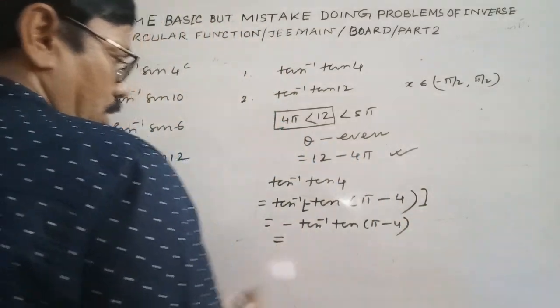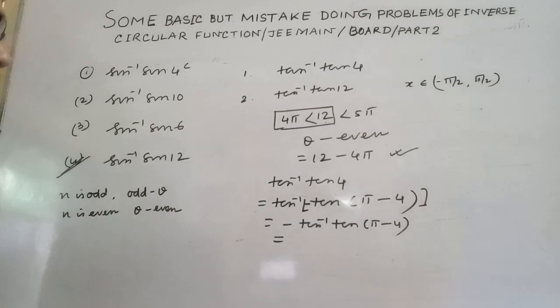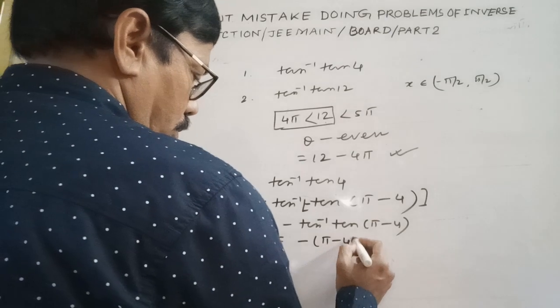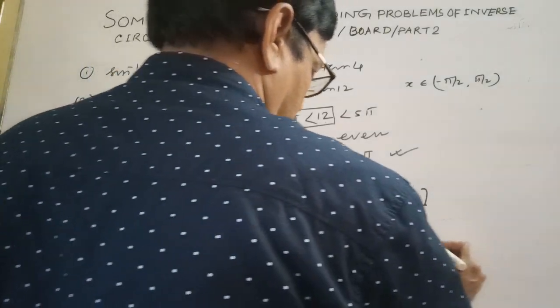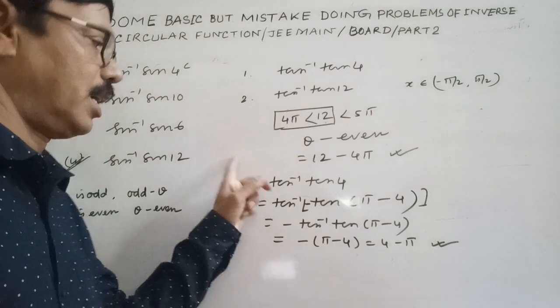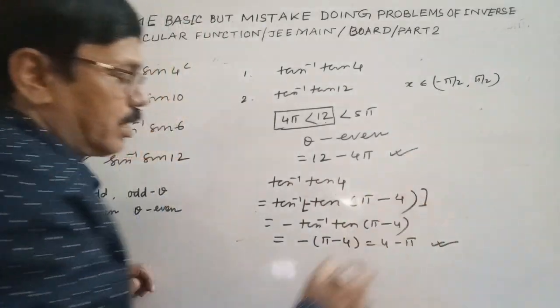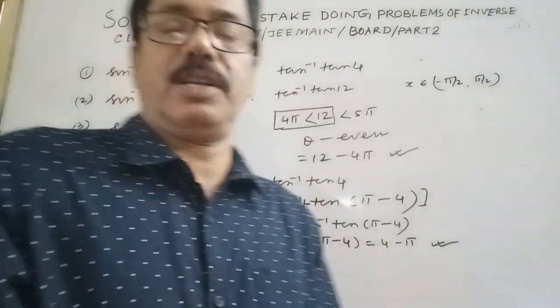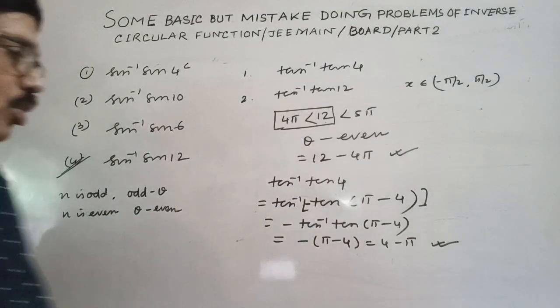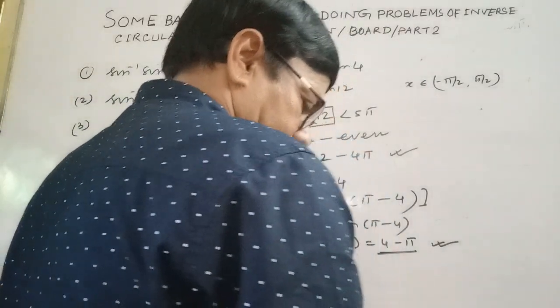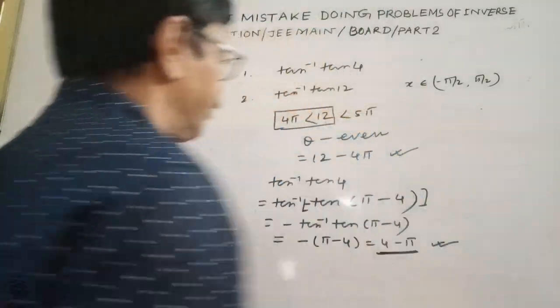So this will be, look, minus (pi minus 4), so 4 minus pi. So this is nearer, but look, since pi minus 4 lies in the second quadrant, you are getting a minus sign. So the answer will be 4 minus pi, not pi minus 4. So 4 minus pi, you are getting as the answer.